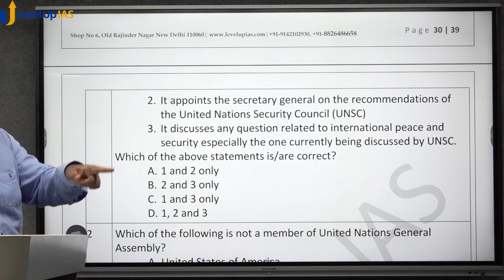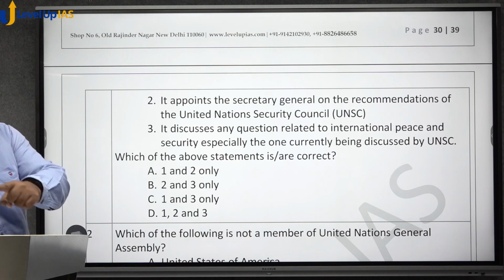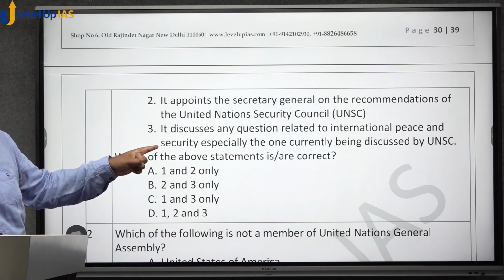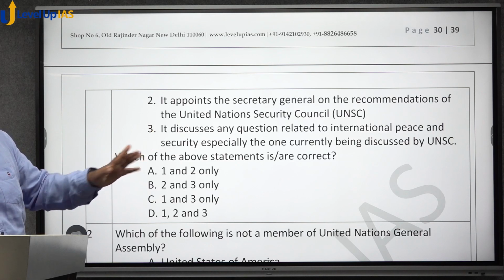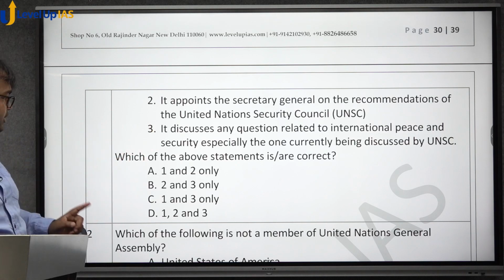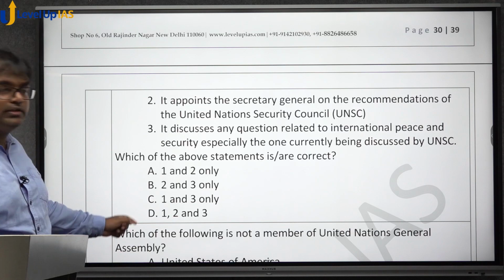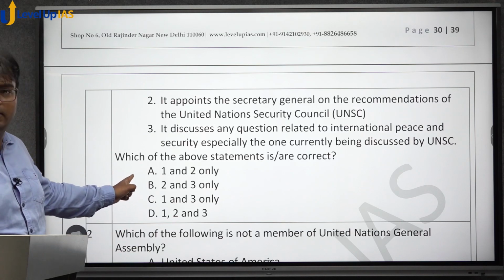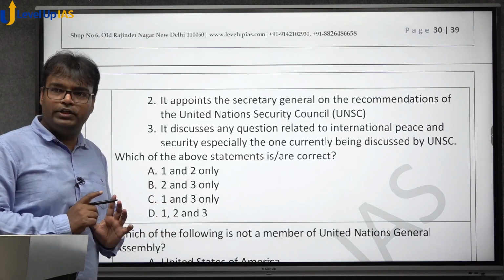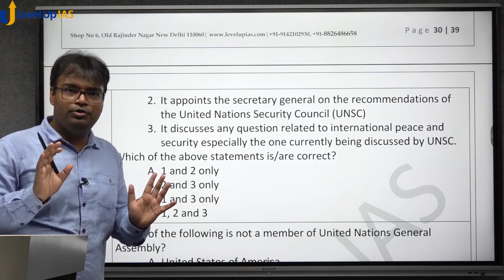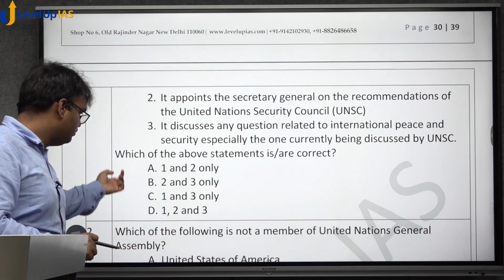The one which is being discussed in UNSC, it cannot discuss that. Except the one being discussed in UNSC, it would be able to discuss and make recommendations on it. Right? Clear? So the third statement is wrong. What should be the answer? Answer should be A, 1 and 2 only. Clear to everyone? Okay. Let's go to question number 2.